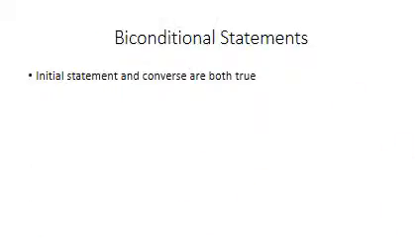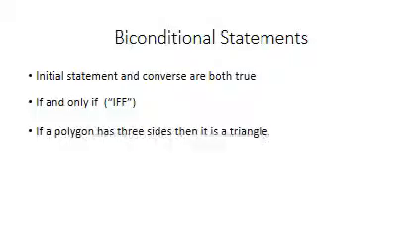Biconditional statements. What's that? If you have a statement where the initial statement and the converse are both true, you have what's called a biconditional statement. We use the words if and only if, abbreviated IFF, to connect the two clauses. Looking at this example, if a polygon has 3 sides, then it is a triangle.